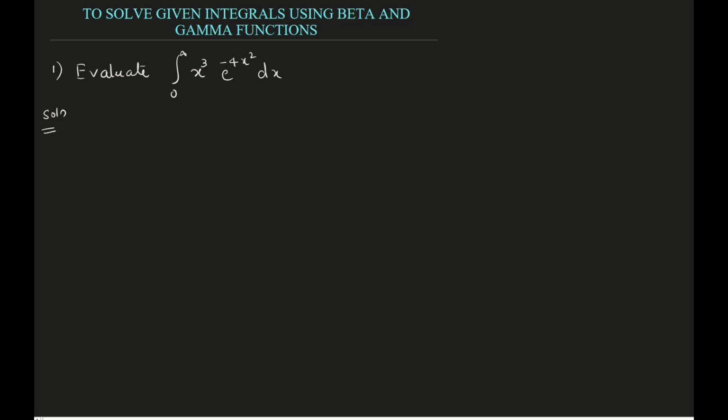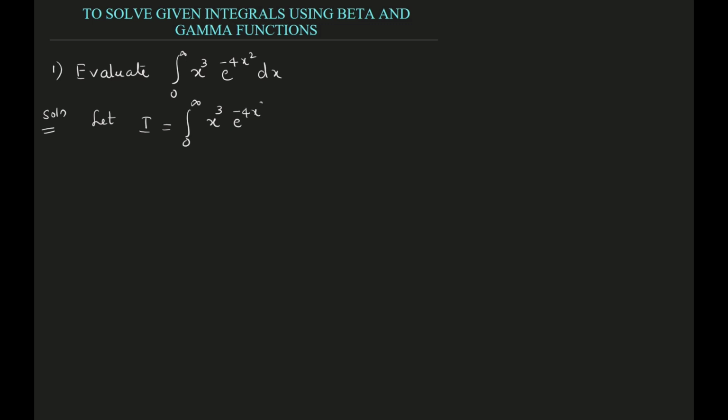Let us solve this. Okay, solution. Let this be I. We'll denote this integral by I. That is, 0 to infinity x to the power 3 e raised to minus 4x square dx. Now we'll use the substitution method. That is, we'll put 4x square as t. Then what happens?